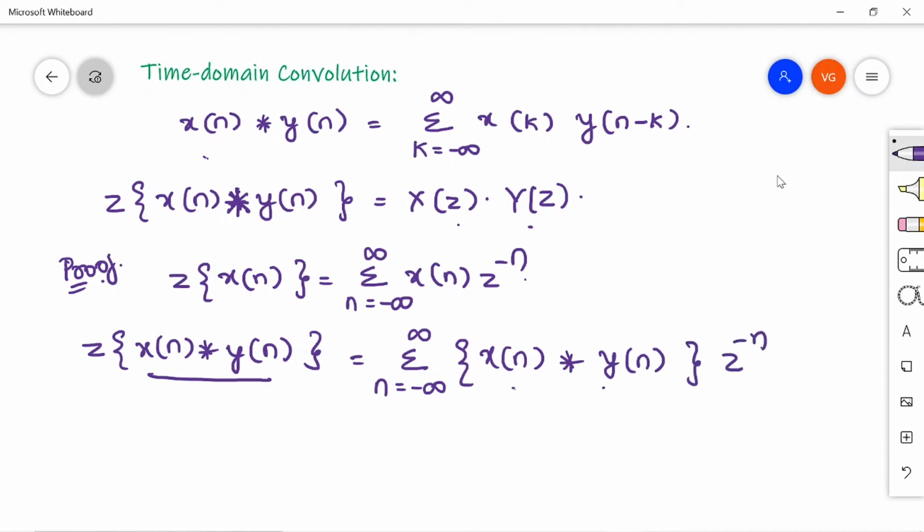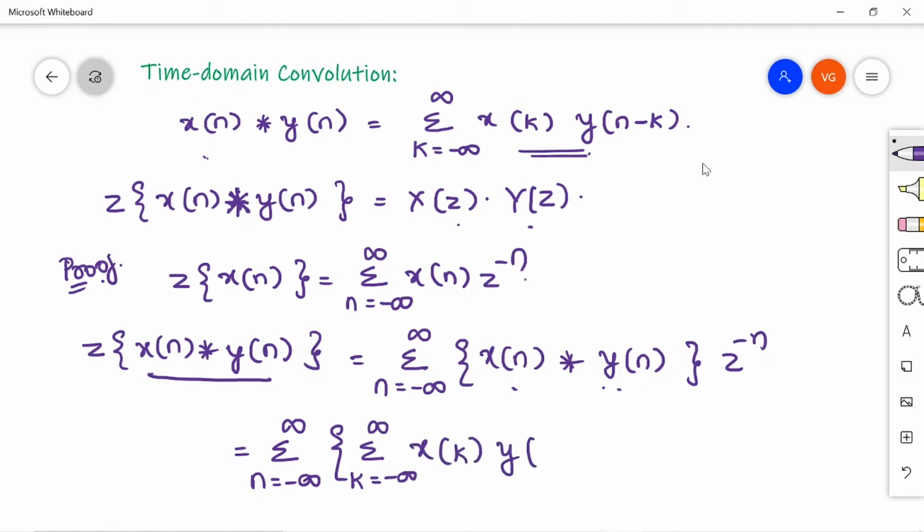But what is the definition of x[n] convolution y[n]? Sigma k running from minus infinity to infinity, x[k] y[n minus k]. So I am just substituting that. n is running from minus infinity to infinity, sigma k running from minus infinity to infinity, x[k] y[n minus k], z^(-n) here.